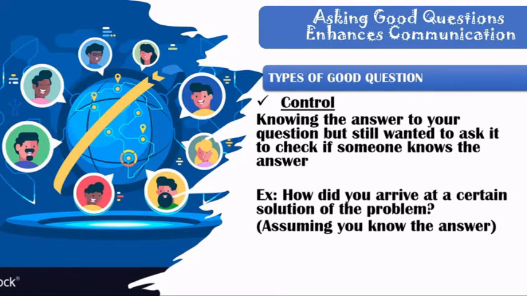Next, we have control. Control is knowing the answer to your question but still wanting to ask it to check if someone knows the answer. Let's have an example. How did you arrive at a certain solution to the problem? This is assuming that you already know the answer. All right. So if you want to know the answer, but you just want to make sure or to check how someone was able to know it as well, you can ask a control type of question. So this is the solution that you came up with. How were you able to think of it? What gave you the idea that that is the answer? Those questions belong to control.